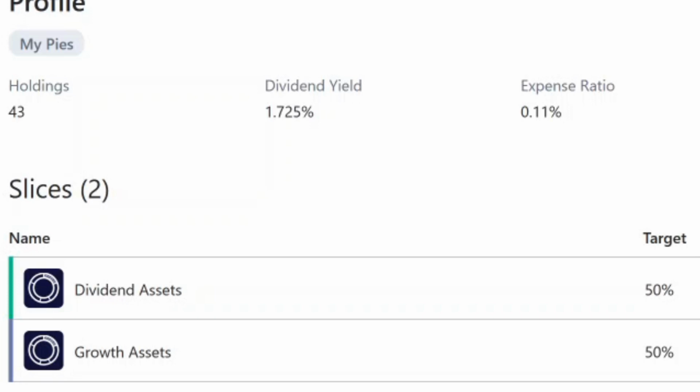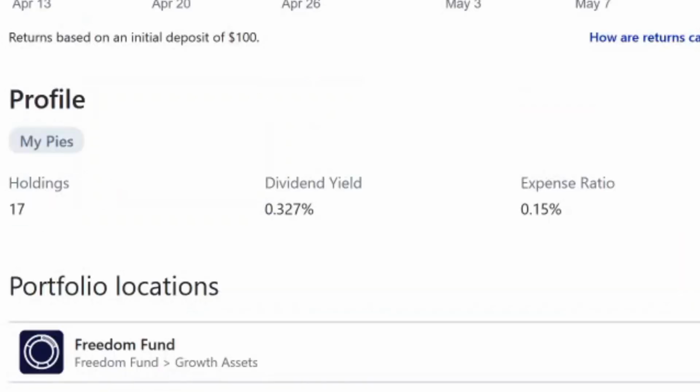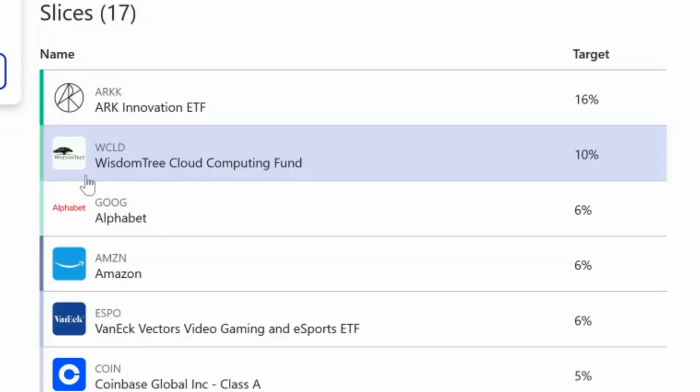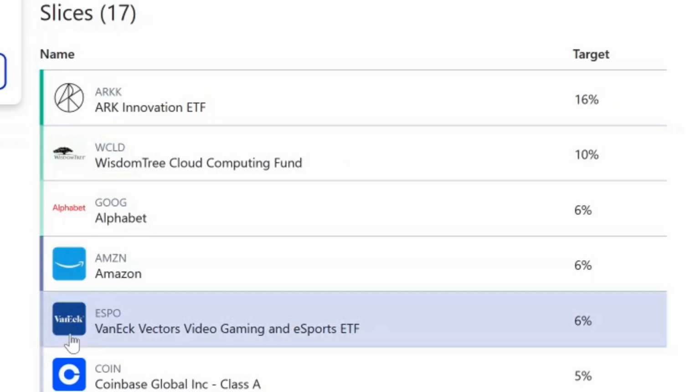So taking a look at my portfolio, I split it up a little bit differently. I split it up based off of dividends and growth. So cash flow and capital appreciation. And something I want to point out here that I did a little bit wrong is these are my ETFs. I have ARK, WCLD, Cloud Computing Fund, really like this ETF, and ESPO. And all these ETFs are indeed fantastic. There's nothing wrong with them.